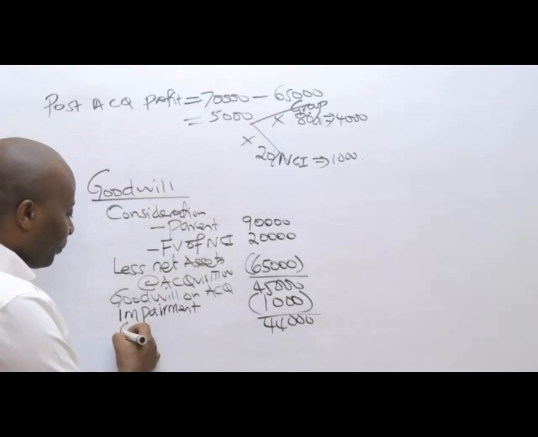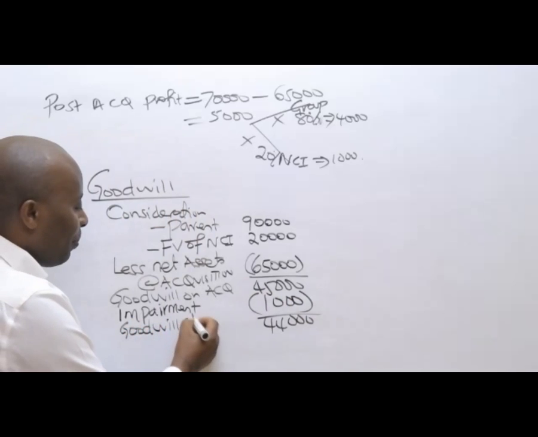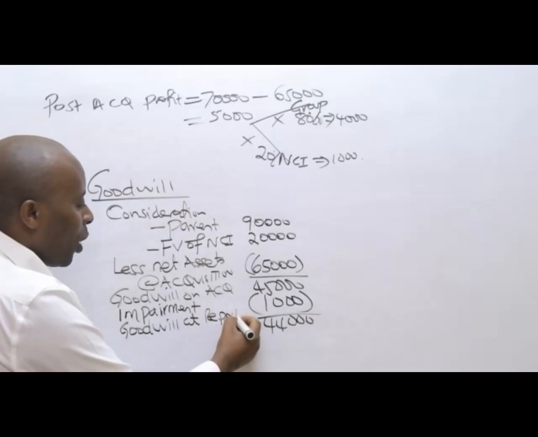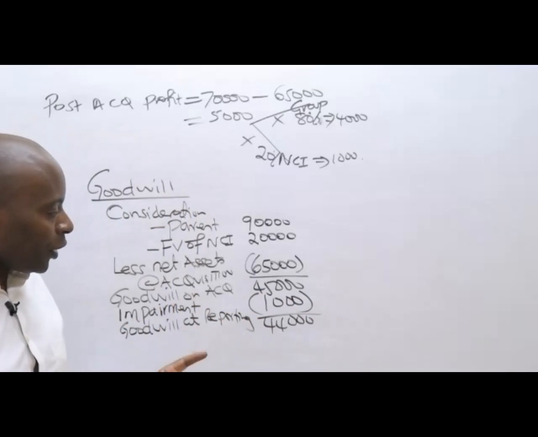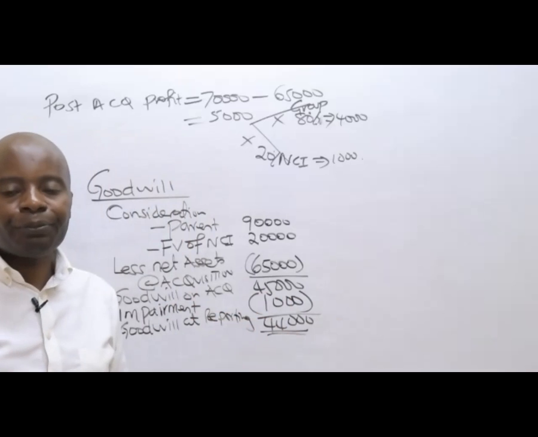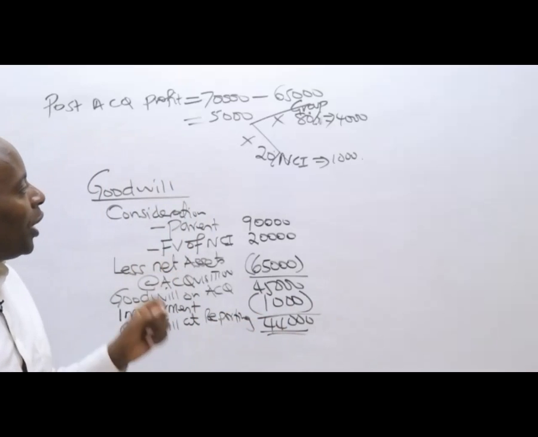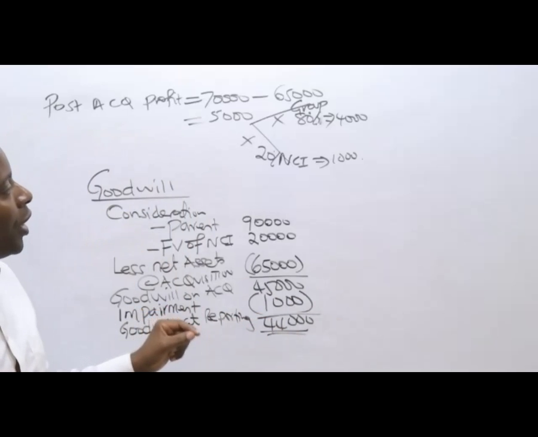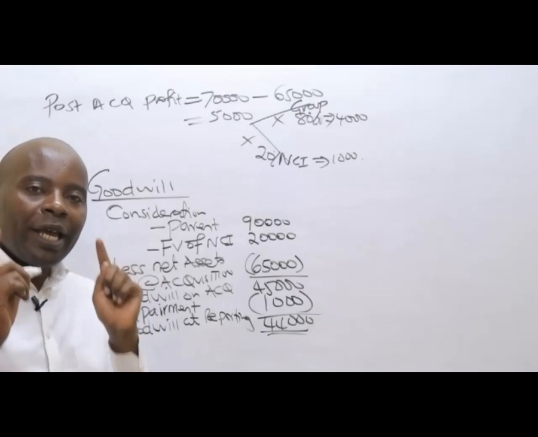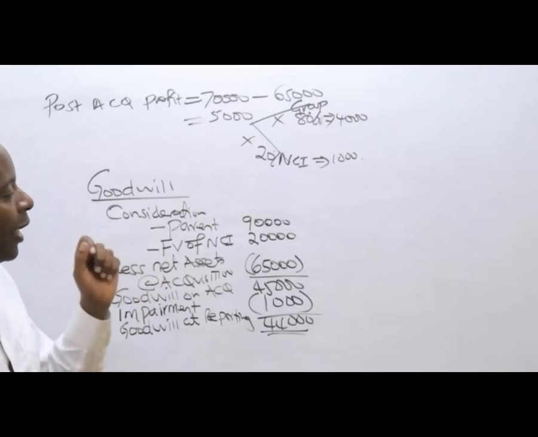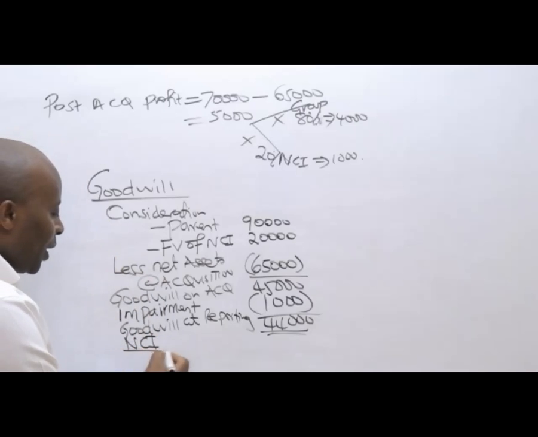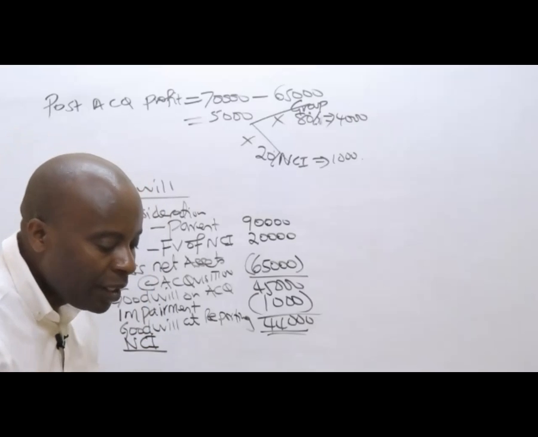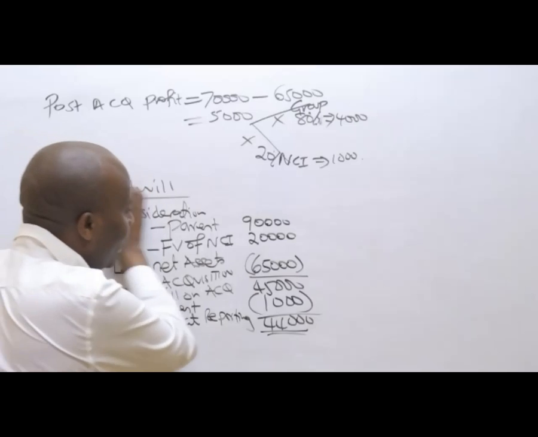So this is goodwill at reporting. This is what will go to our group's statement of financial position. Goodwill at reporting is 44,000. So this is very important for me. After goodwill, ladies and gentlemen, the next thing that I will do is to come and capture a working for NCI. And NCI is quite a simple thing to ascertain.